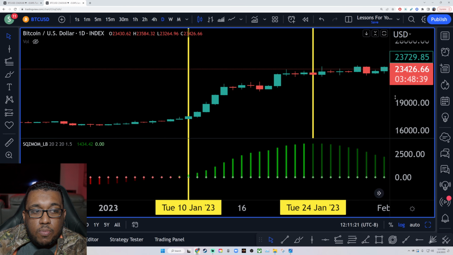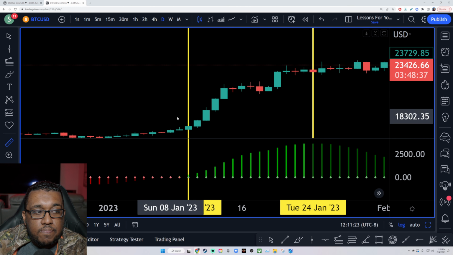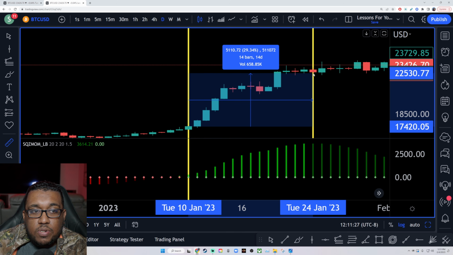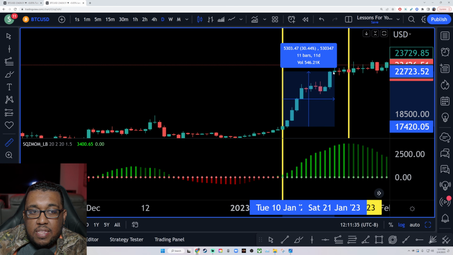Let me zoom in here a little bit more for you guys just so you can see what I'm talking about. Buy here, sell here. Around 31%. If you sold at the worst possible time on that day, you would have made about 29.34%, okay? Not a bad trade at all. You guys should be very, very happy to make that trade.